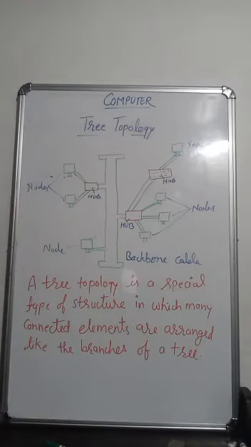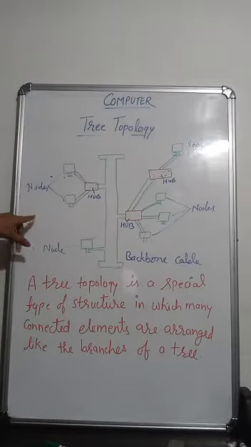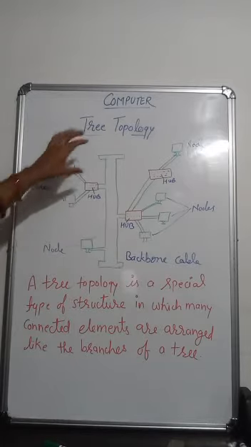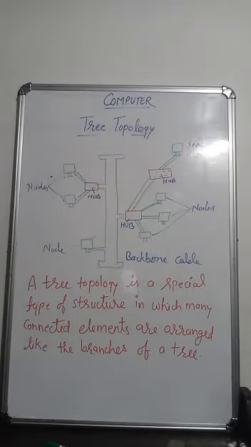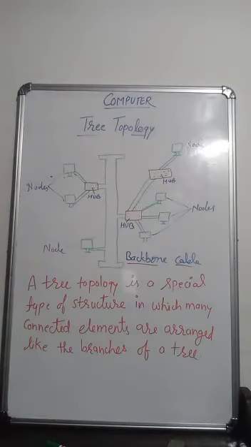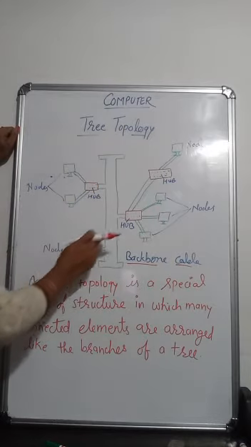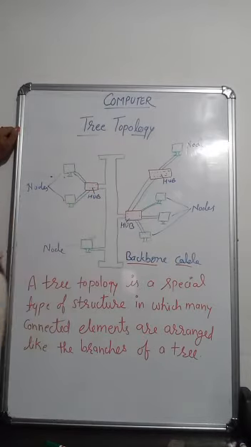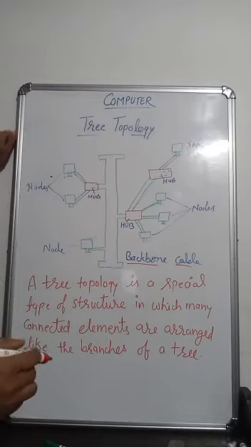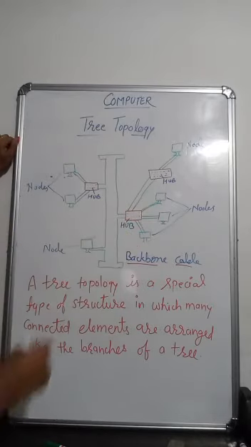A tree topology is a special type of structure in which many connected elements are arranged like branches of a tree. See, this is the main backbone cable, and these are nodes. Okay, all the nodes. This is looking like tree branches, right? And this is a hub. Hub is a device. With the help of hub, all the nodes are connected. Okay.